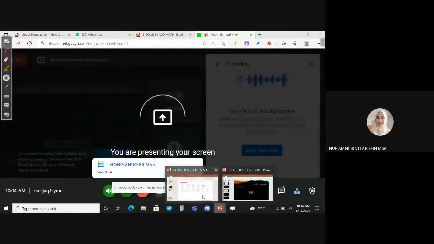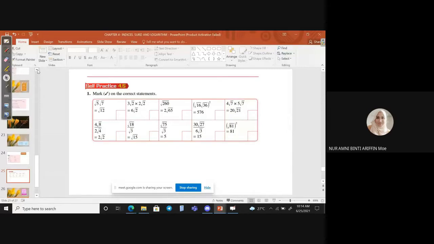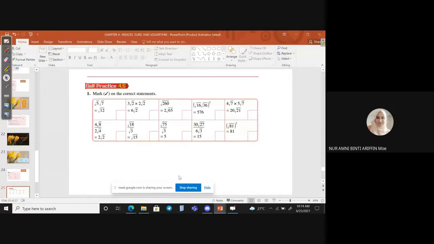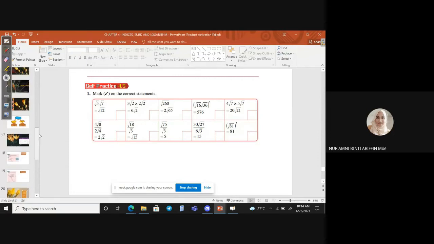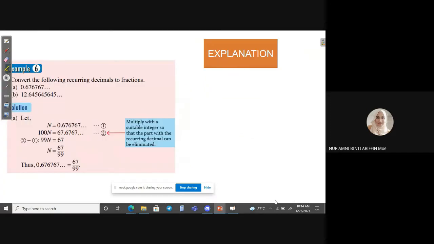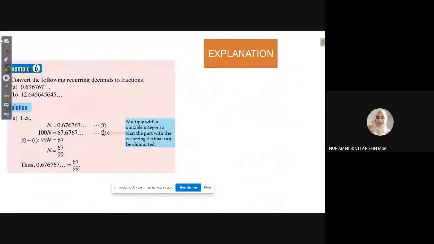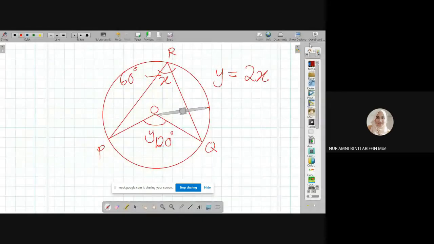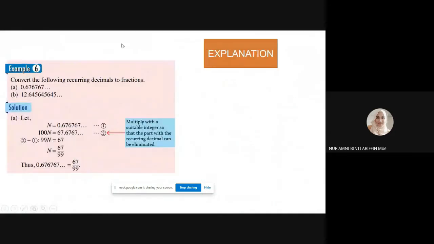Okay, this is last night's lesson. I'll go through it only briefly, because for this one you can also refer to your textbook. Let me open the board first. So that is last night's lesson.